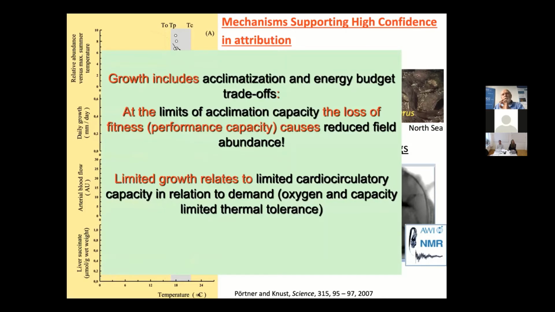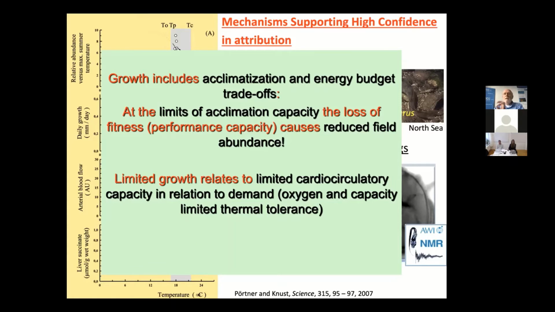So there are several messages from this. Individual study, very clearly. Measuring growth seems good. It includes acclimatization and energy budget trade-offs. It indicates where the individuals are reaching the limits of their acclimatization mechanisms. And then we see a loss of fitness, performance capacity, which relates to reduced field abundance. And this relates to limited cardiocirculatory capacity in relation to demand. And this was one finding which led to the concept of oxygen and capacity limited thermal tolerance, which is currently tested, contested, and debated, but which is still alive in terms of making its way towards an accepted principle, but still has several questions around it.